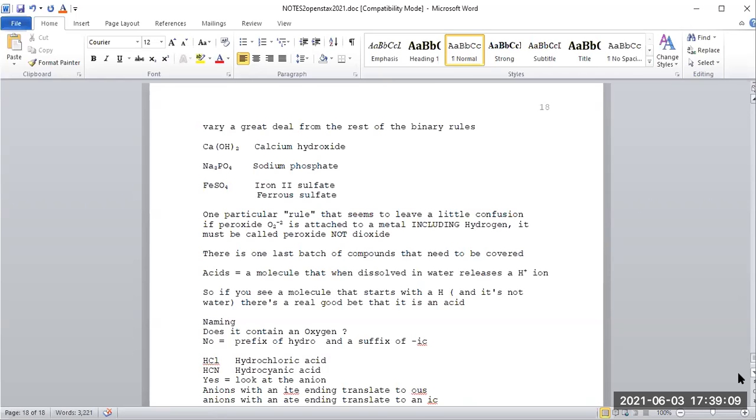Okay, there's one little extra fiddle to this involving peroxide. And you will not see a lot of peroxides. Peroxides are actually kind of rare. If you have a metal from the first column of the periodic table, an alkali metal, then it's a peroxide, not a dioxide.